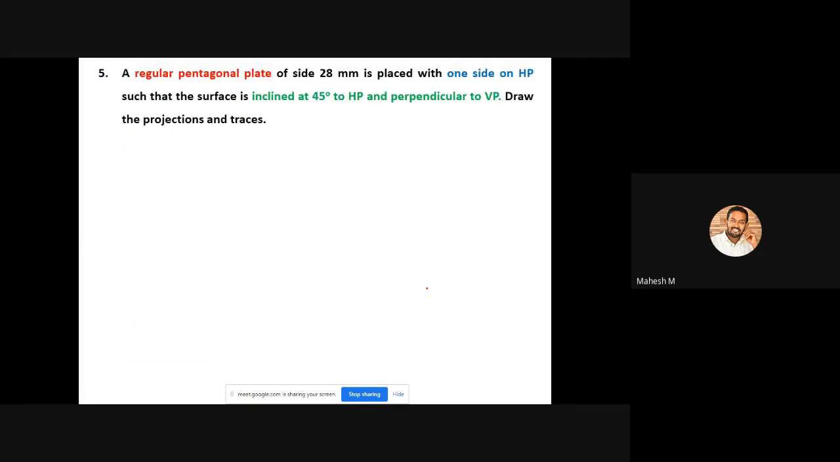I will tell you the difference of these two diagrams. Suppose they have given one of its base side on HP. Side on HP, they have given. So in another condition, corner on HP. Okay, so corner on HP. So I'm going to create a pentagon for this side on HP. So if you look at my diagram, there are two different types. One is side on HP and another one is corner on HP.